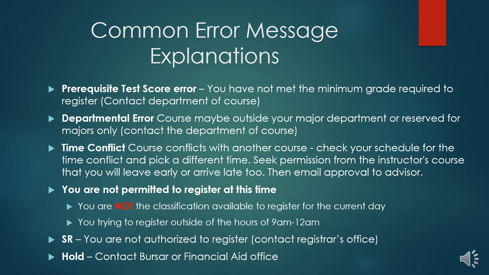During registration, all students pre-register for the following semester, which means you may be sitting in the course that is the prerequisite for the course you want to register. Contact the department to receive a restriction lift. Departmental error. Courses may be outside your major department or minor or reserved for majors only. Contact the department of the course for which you're trying to register.